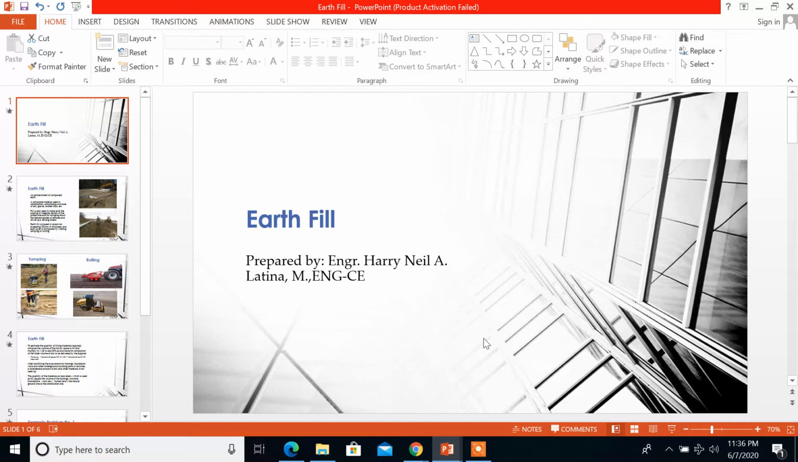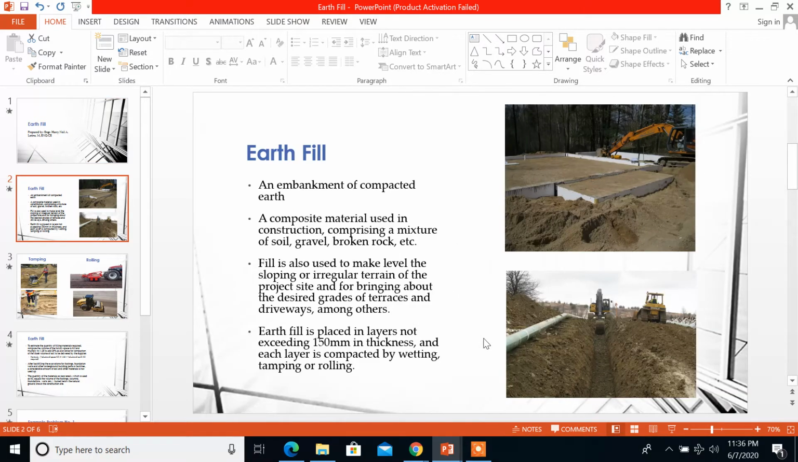Fill is also used to level the sloping of an irregular terrain of the project site and for bringing about the desired grade of terraces, driveways, etc. An embankment of compacted earth can also be identified as earth fill. It is a composite material used in construction comprising a mixture of soil, gravel, broken rock, etc.